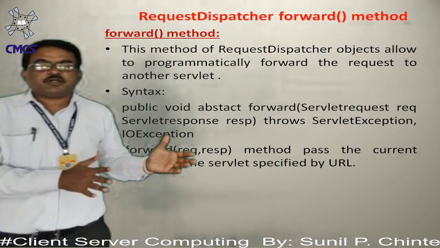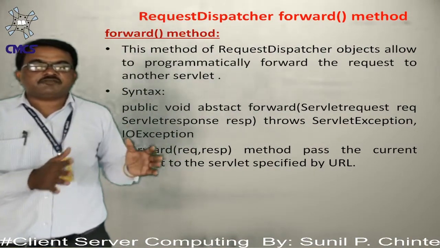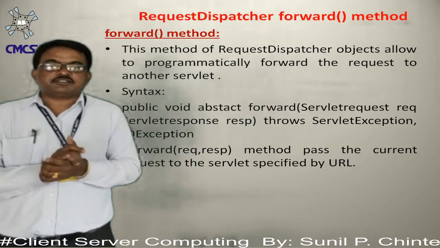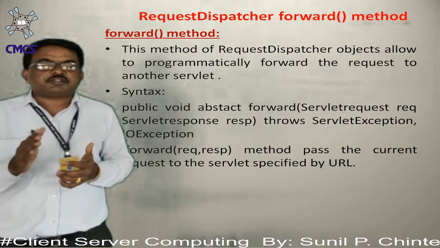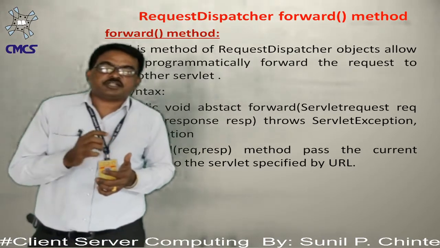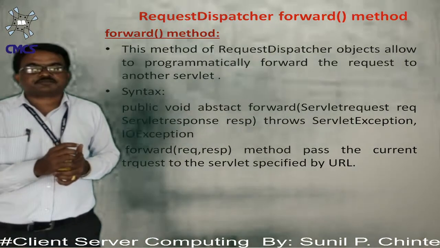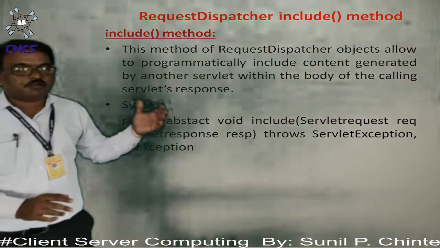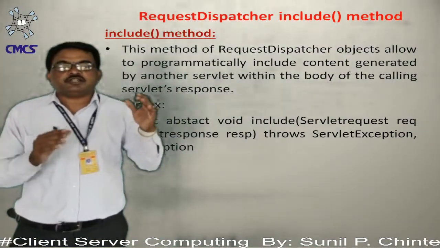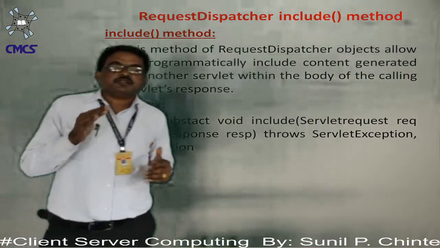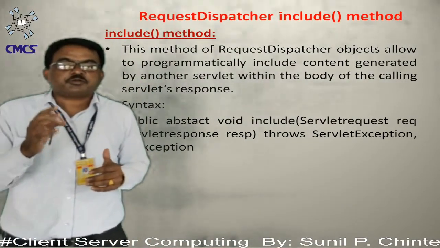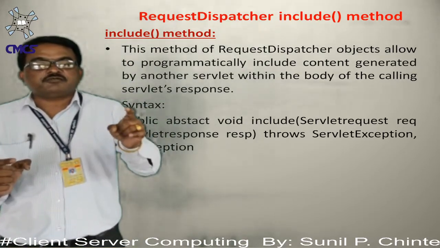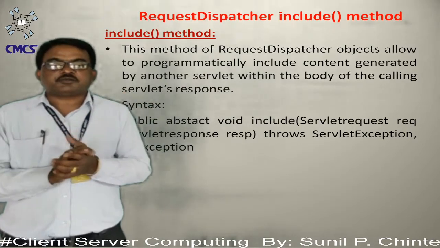Okay, the forward method takes two arguments, that is the request and response. This is actually an abstract method that we have to implement. So this is all about the forward method. The next method of the request dispatcher is called the include method. This method of the request dispatcher object allows you to programmatically include the content generated by another servlet within the body of the calling servlet's response.